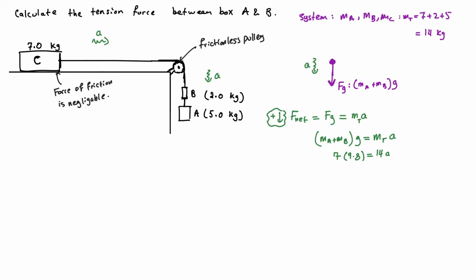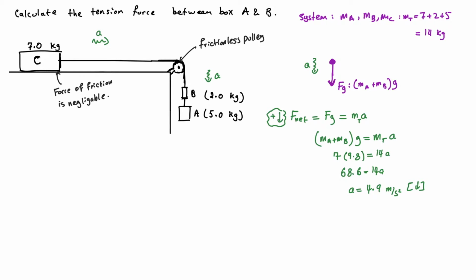Okay, let's continue. 7 times 9.8 gives us 68.6, and that's equal to 14a. So a will equal 68.6 divided by 14, which is 4.9 meters per second squared. And I know that my direction is downwards, and the answer that I got is positive, and I've taken down to be positive as well.